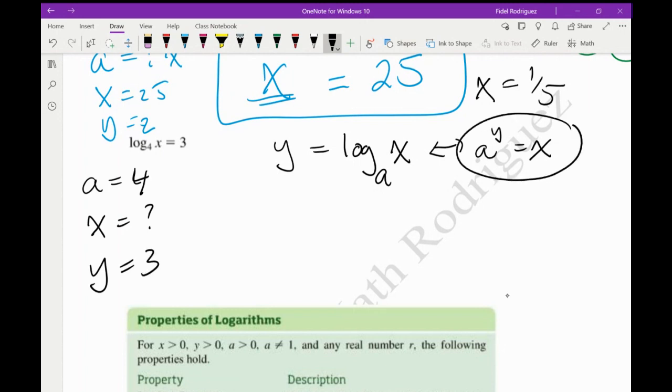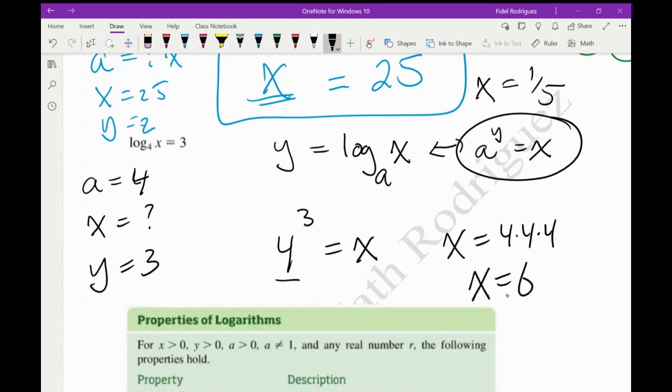So again, what I'm going to do, I'm going to rewrite it in exponential form. So my A is the number 4 to the power 3 is equal to X. And now I can just solve for X. So I need to figure out what's 4 to the third power. So 4 to the third power means 4 times 4 times 4. And that's just 64.